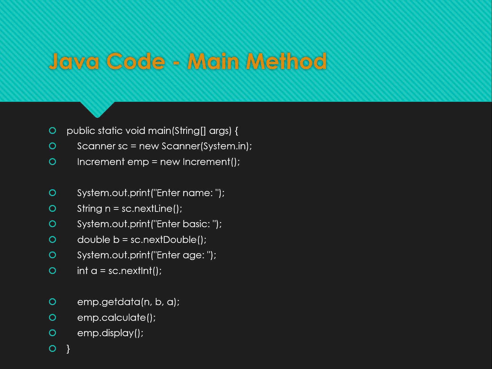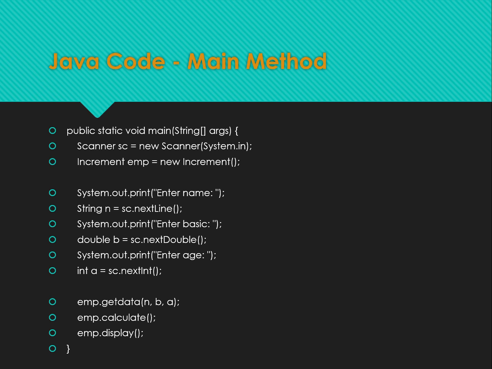Now we come to the main method, the entry point of our program. We start by creating a scanner object to read input from the user. Then, we create an object of the increment class called emp. Using the scanner, we prompt the user to enter the employee's name, basic salary, and age. These inputs are passed to the getData method to initialize the employee's details.